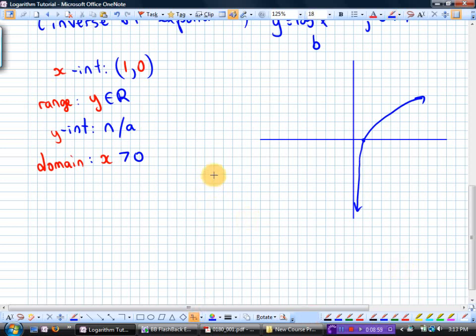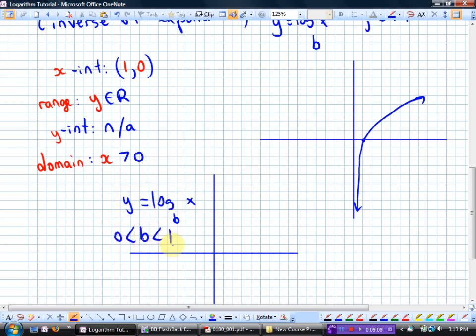Graph paper. So if I have y equals log base b of x, where b is a fraction between 0 and 1, it's still going to go through (1, 0). It's still going to have a domain x greater than 0. It's going to look like that.